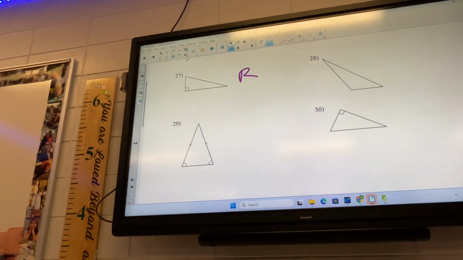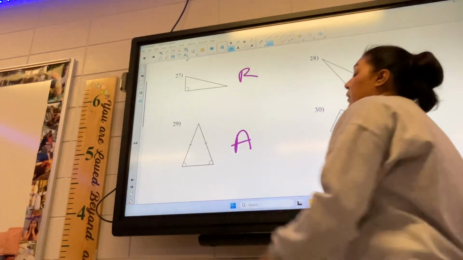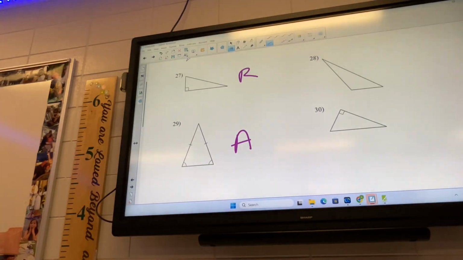Okay, last one, 29. Acute, obtuse, or right? Acute. Right. It is acute. Okay, you guys got 15 to do on your own. Go through and get your 15 done.